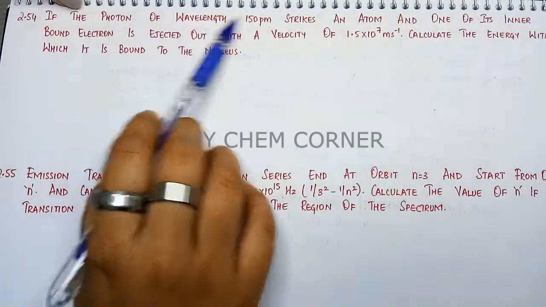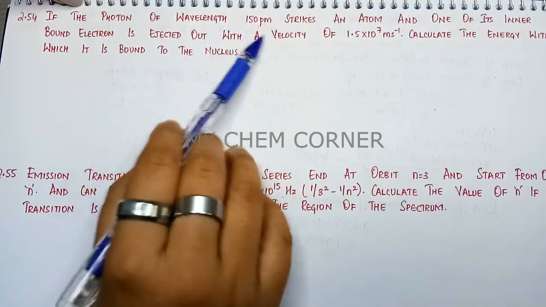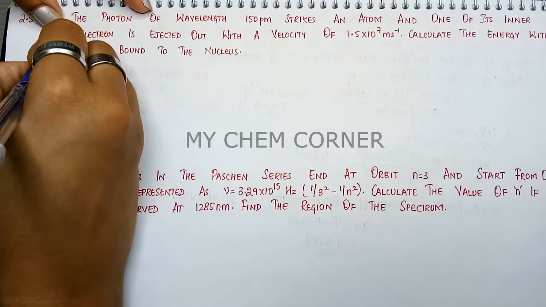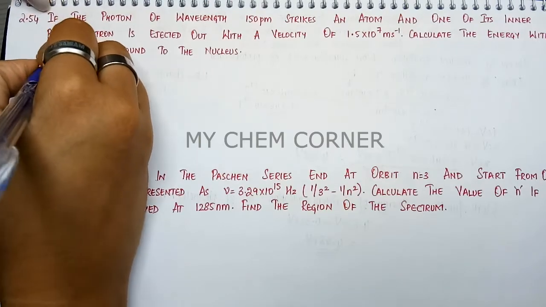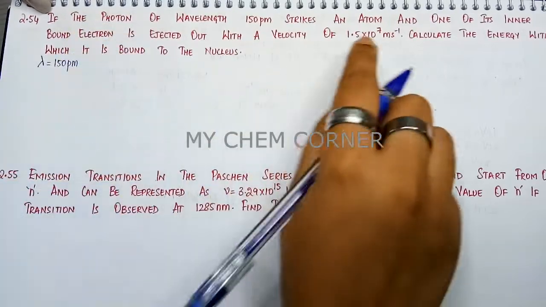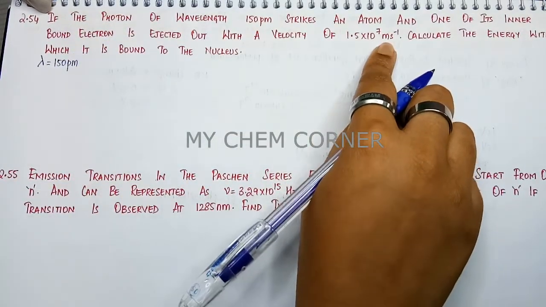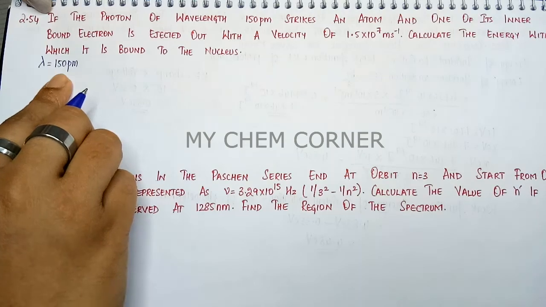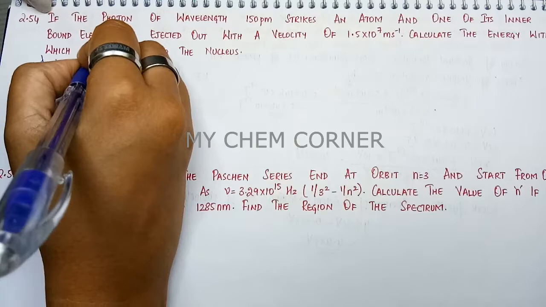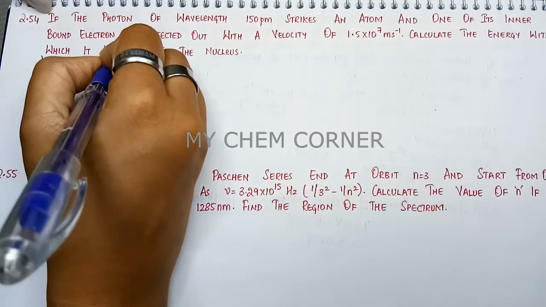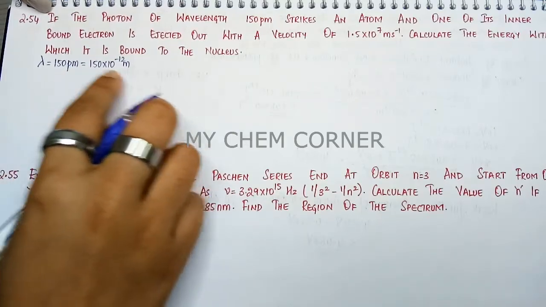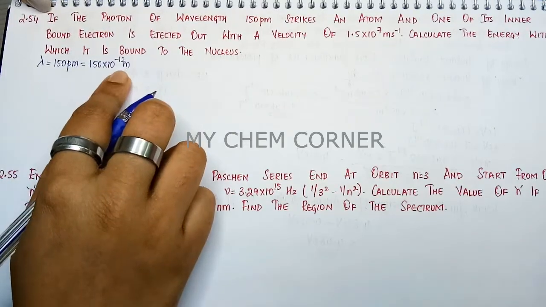So let's write down what is given to us. We are given the wavelength in terms of picometer. So we can write over here lambda is equal to 150 picometer. But velocity is in terms of meter per second, so you have to convert picometer to meter. For this, 1 picometer is 10^-12 meters. That is the conversion from picometer to meter.